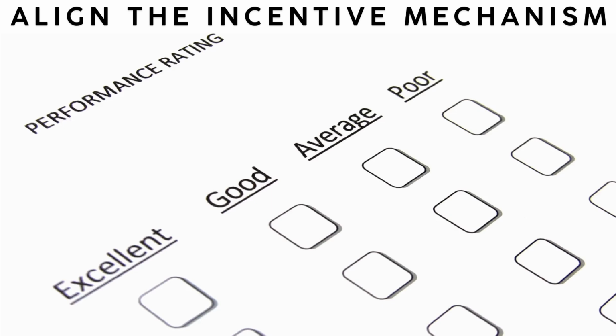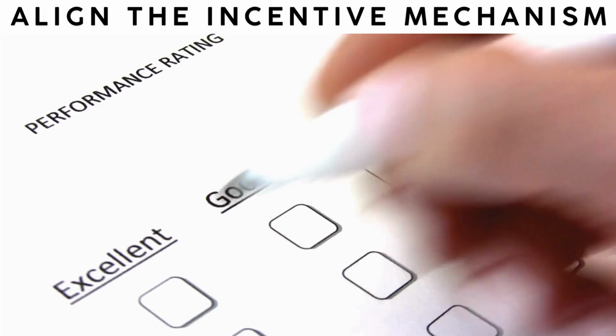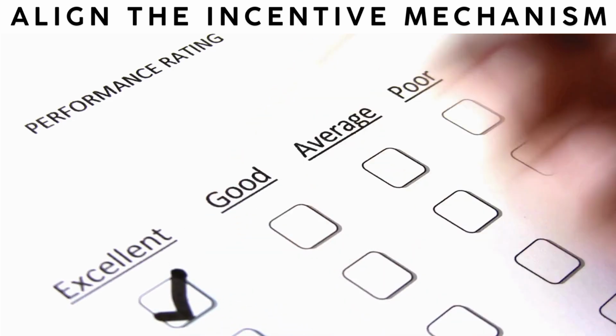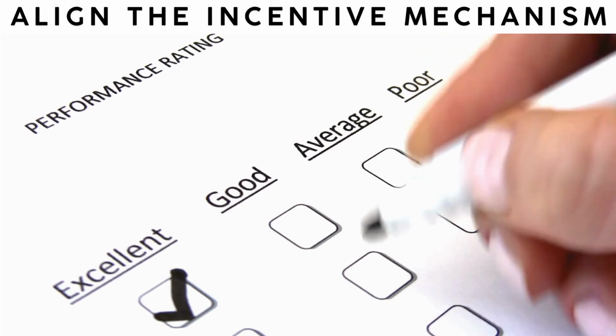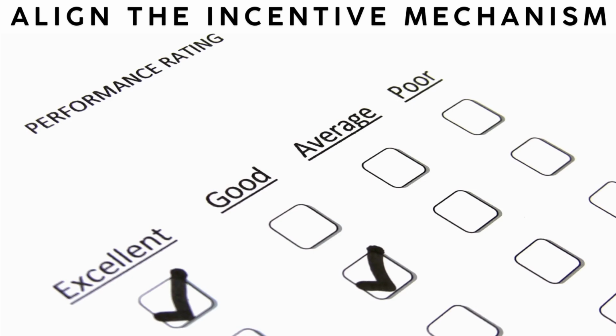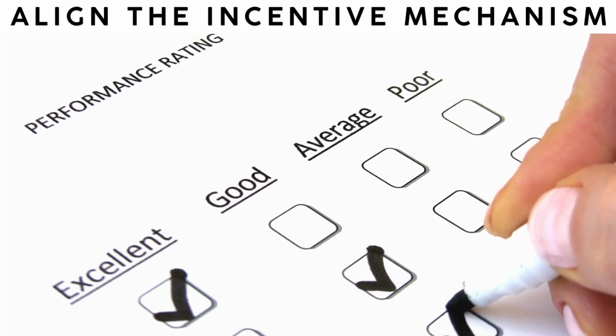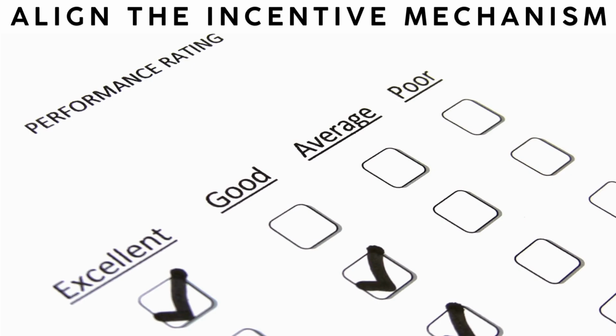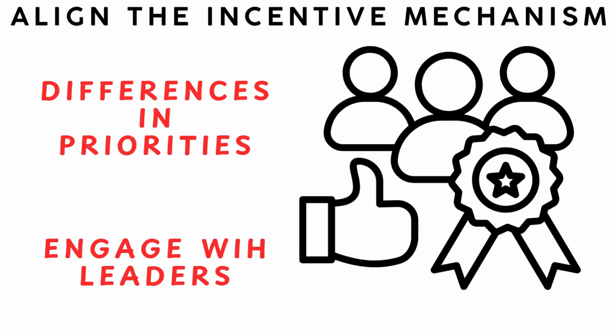First strategy is to align the incentive mechanism of your team members. In a cross-functional program team, not every member will have the same level of involvement or contribution. This disparity often arises due to differences in priorities, organizational structures, and incentive mechanisms. To ensure success, it is crucial to understand how each member's organization functions and what drives their performance and motivation.